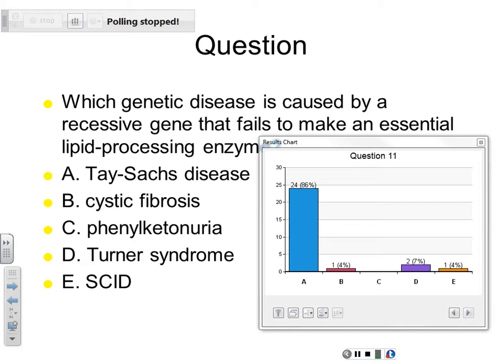Show results. Yep, it is Tay-Sachs. It's a hexosaminidase, a tongue twister for me. That enzyme processes certain lipids, so you get an accumulation of these lipids in the brain. It causes severe mental retardation, and by age 4, usually death. So that's Tay-Sachs. Okay, very good.